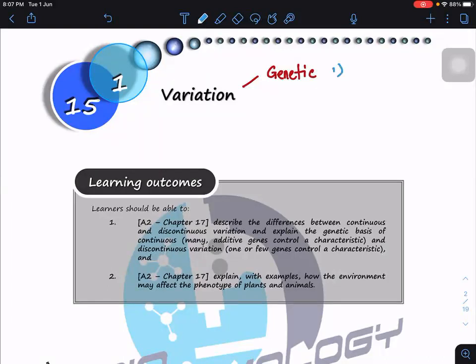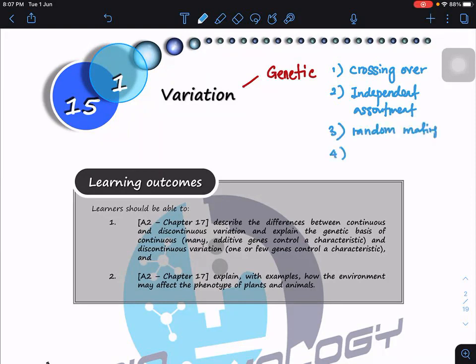The first, during the crossing over, meiosis. Number 2, independent assortment. Number 3, random mating. Number 4, then we have the random fertilization, which we have discussed previously. And in order to create a new allele, we have to depend on the random mutation. So these 5 mechanisms will contribute to the genetic variation.